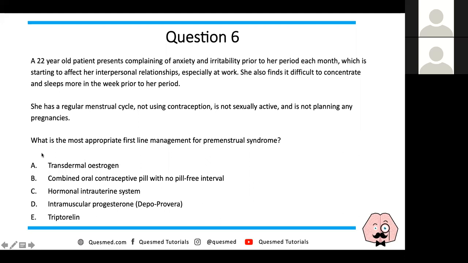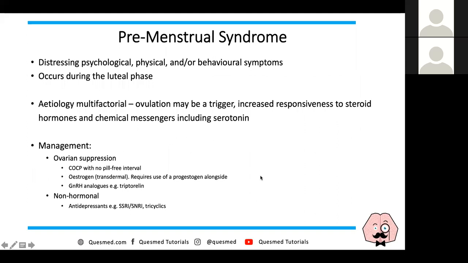So here we've got a patient with premenstrual syndrome, PMS. Premenstrual syndrome is defined as distressing psychological, physical or behavioural symptoms that occur during the luteal phase. Remember, the luteal phase is the phase straight after ovulation. The exact cause of PMS is unclear, but it appears to be triggered by ovulation, which induces many changes in the body's hormonal systems, responses to hormones and other chemical messengers such as serotonin.